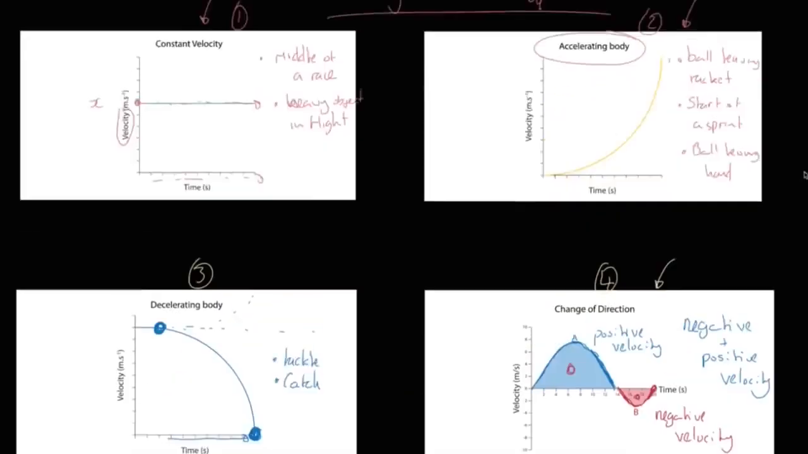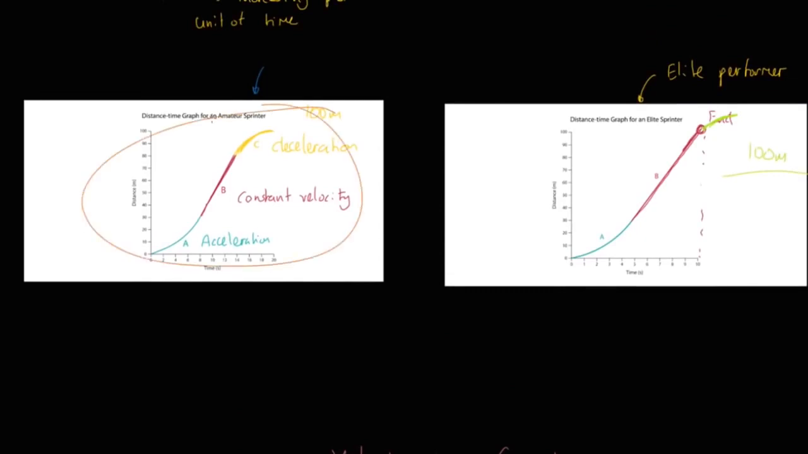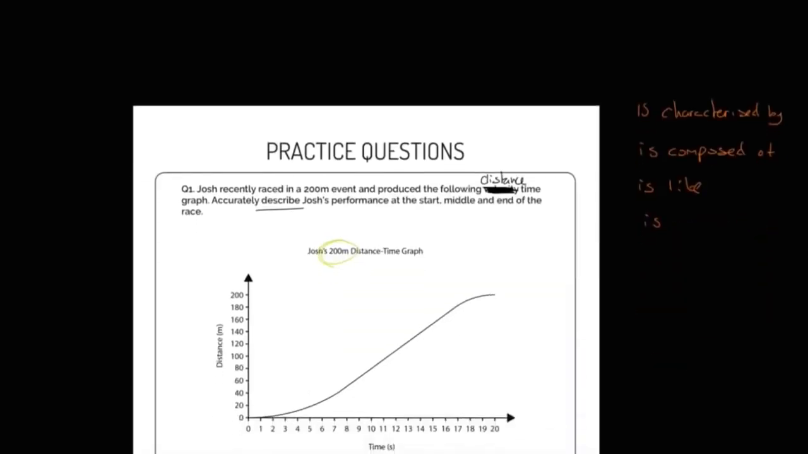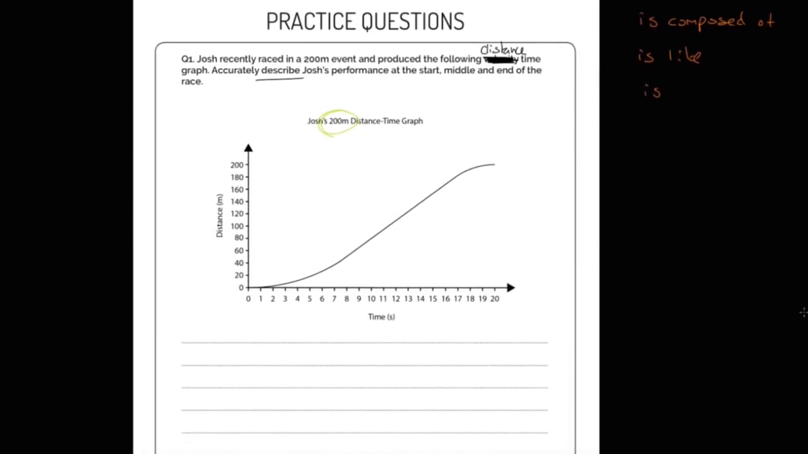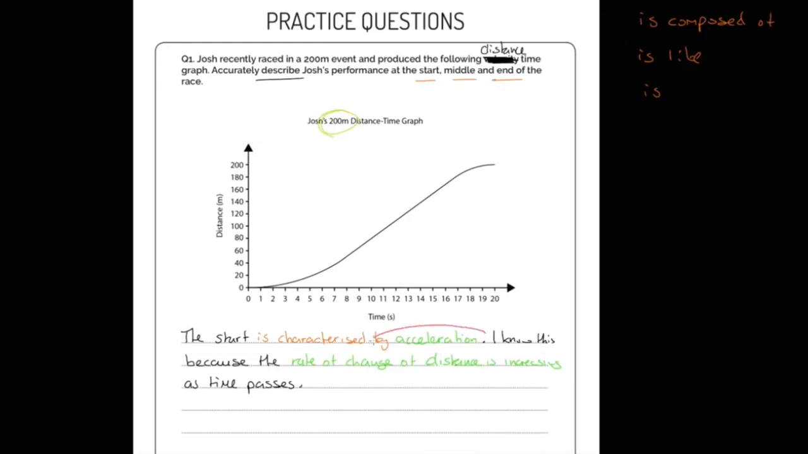We already know this shape is basically this one, right? So we already know we've basically got this principle here. So let's see if we can actually put it into writing. We're going to break it into three parts, which are going to be the start, the middle, and the end. The start, so no introduction here, I'm just going straight into answering. The start is characterized by acceleration, because the rate of change of distance is increasing.